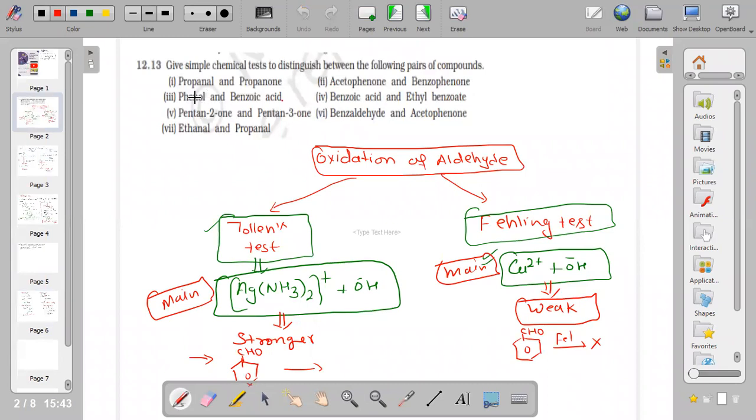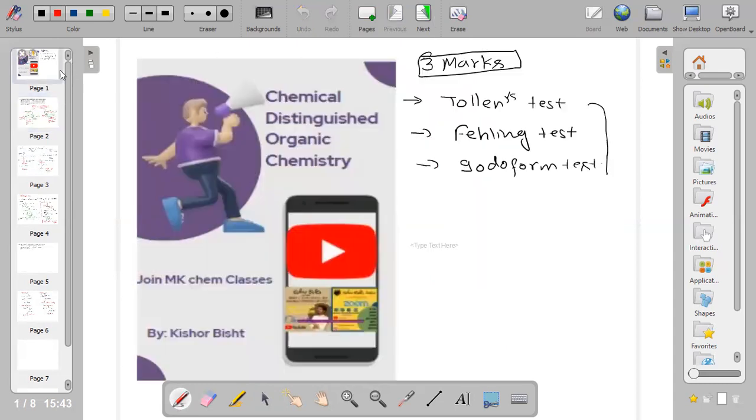Next one is phenol and benzoic acid. I will tell you how to do it. And next, you take pentan-2-one and pentan-3-one. Benzaldehyde and acetophenone we have done. Ethanol and propanol also: if I'm saying ethanol and propanol, you can distinguish easily with iodoform. Okay. And practice is for today. In the next class, we will discuss the distinction of different kinds of amines. Thank you for watching.